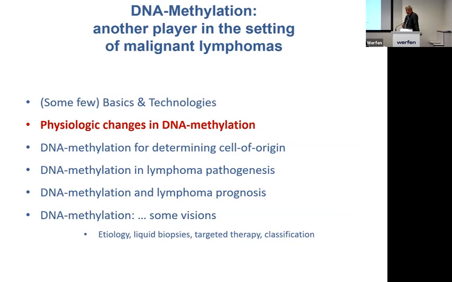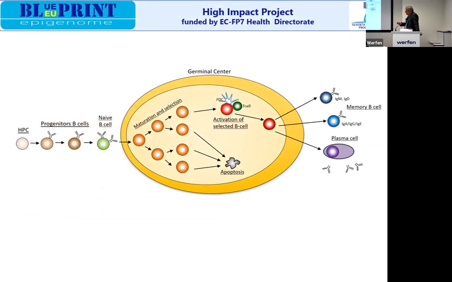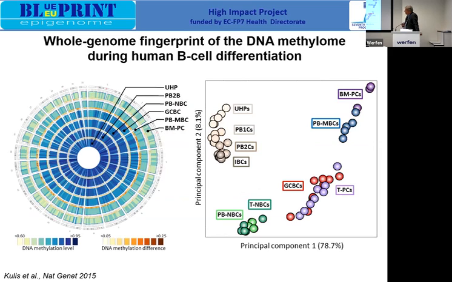What about physiologic changes in DNA methylation? Please all remember that we all differentiate during our life. And you are all aware of B cell development, for example, starting from a hematopoietic precursor, immature cells entering the germinal center, and then you have plasma cells. That's already a differentiation step which somehow needs to be controlled. And one controlling mechanism is DNA methylation.